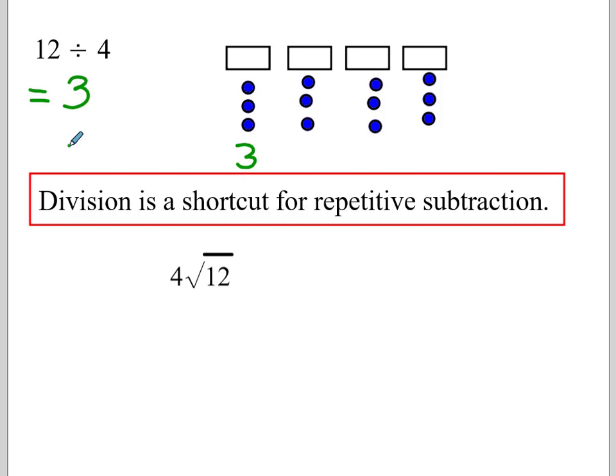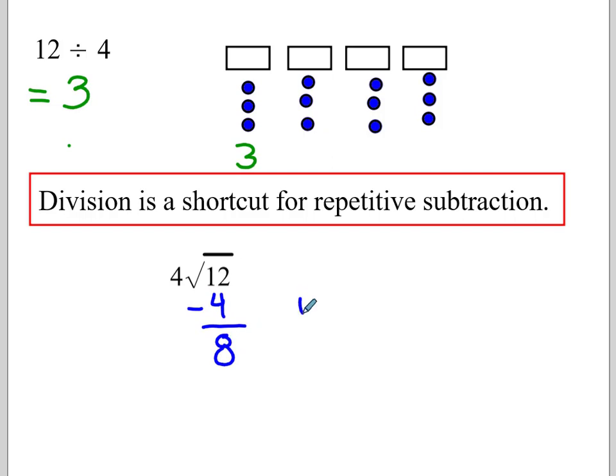Division is also a shortcut for repetitive subtraction, and this method I really like because it doesn't involve drawing a lot of things, and it's something a user can do very quickly with the skills you have. So if we look at this one here, 12 divided by 4, if division is a shortcut for repetitive subtraction, I'm just going to keep subtracting 4 from 12 and see what happens. I subtract 4 from 12 and I end up with an 8.